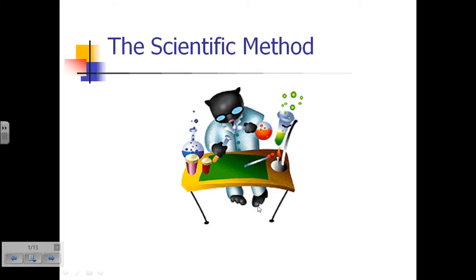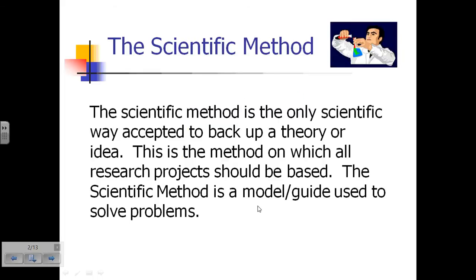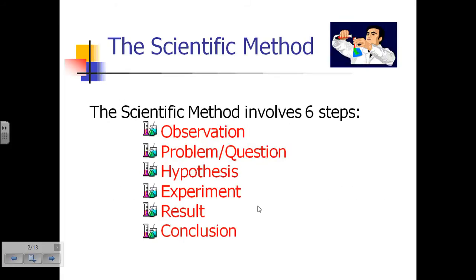Hello guys, and today I want to talk to you about the scientific method. Now, the scientific method is the only scientific way accepted to back up a theory or idea. This is the method on which all research projects should be based. The scientific method is a model or guide used to solve problems, and today I'm going to talk to you about some of the components that make up that scientific method.